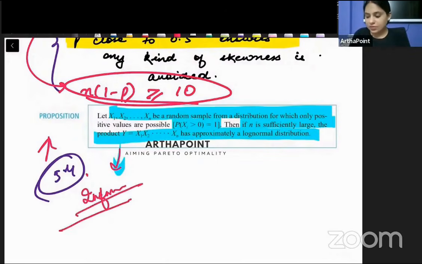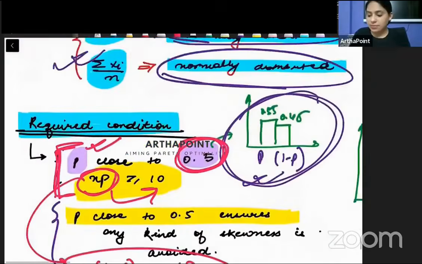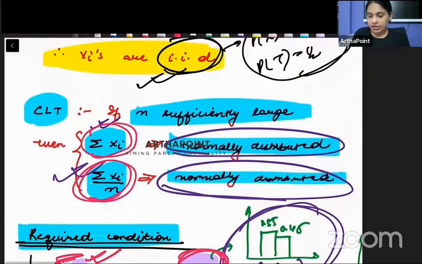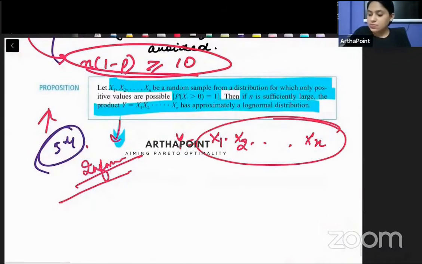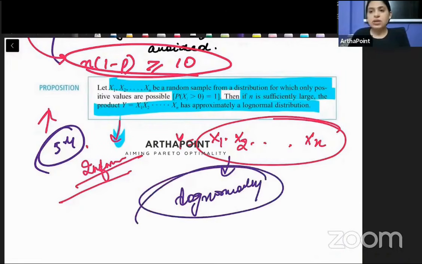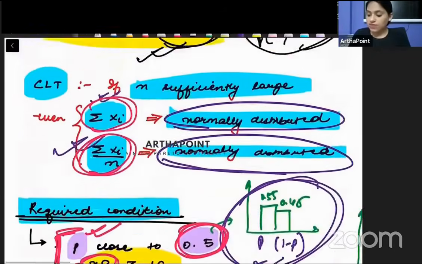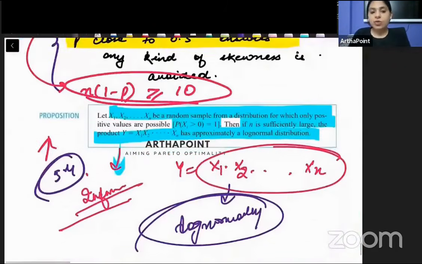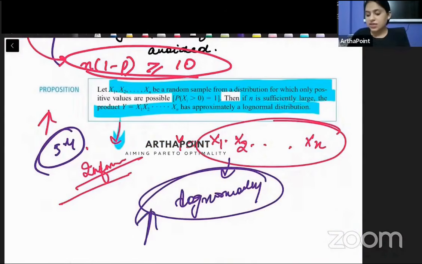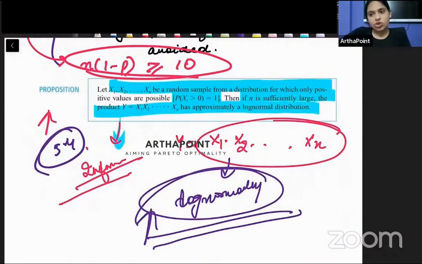कि अगर हम एक वेरिएबल क्रिएट करते हैं y और हम सम नहीं कर रहे हैं, हम मीन भी नहीं निकाल रहे हैं, rather हम प्रोडक्ट निकाल रहे हैं, we are finding the product, then this product would be log normally distributed. So if I find the mean, then it is normally distributed. If I find the sum of xi's, it is normally distributed. But if I find the product of these xi's, then the product will be log normally distributed. Right, beta? Okay, so with this, we finish section 5.4.